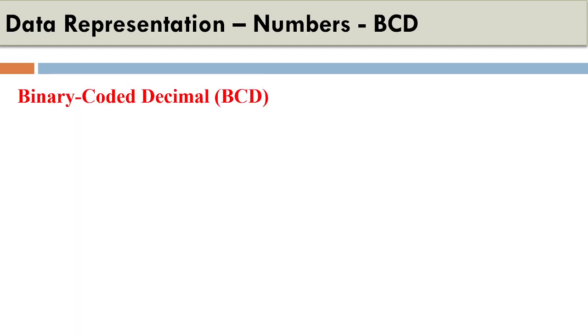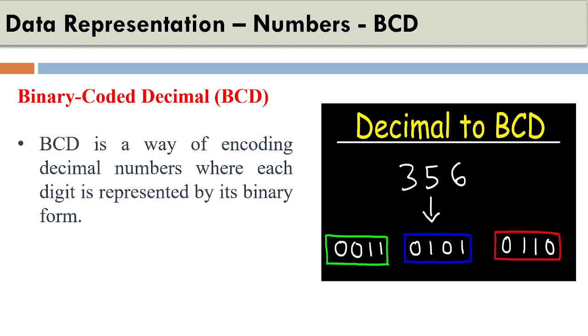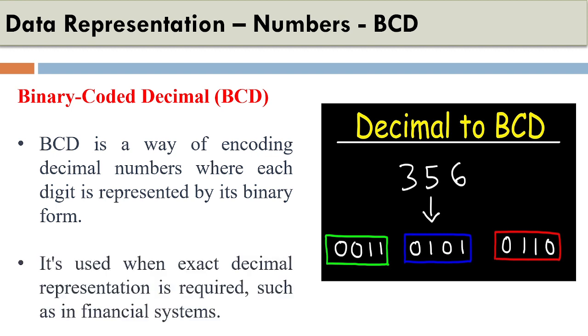Again, binary coded decimal is another way of representing numbers. Each and every decimal digit is coded using binary. So here we can see that we have the decimal 3, 5, 6. 3 is considered separately, 5 is considered separately, 6 is considered separately. Code them using 4-bit binary. So here 3 is 0011, 5 is 0101, and 6 is 0110. So decimal to BCD is actually binary coded decimal. It is used when exact decimal representation is required, such as in financial systems.